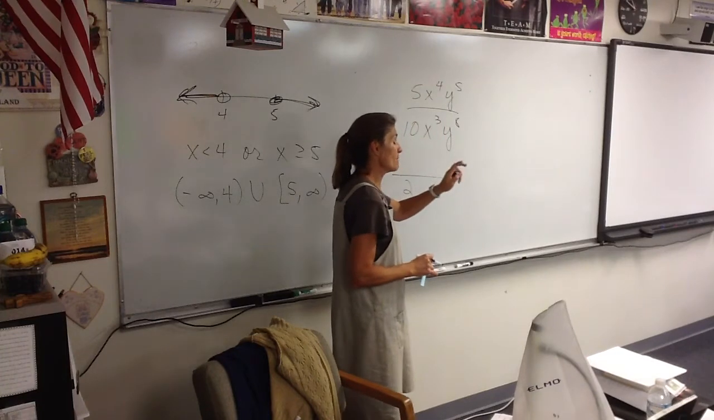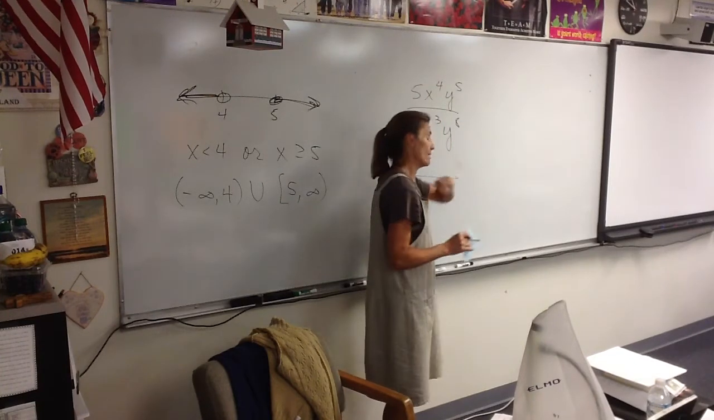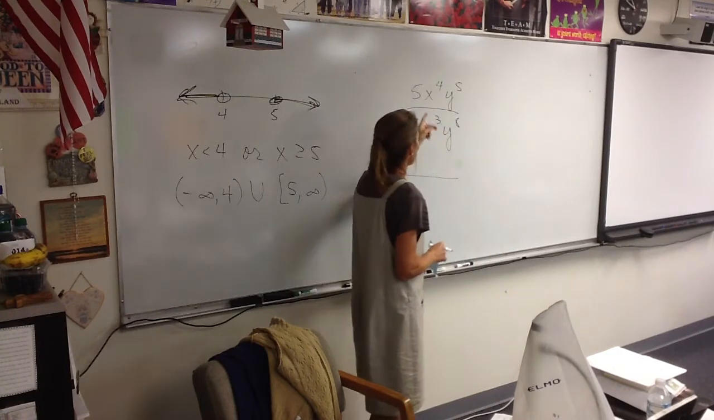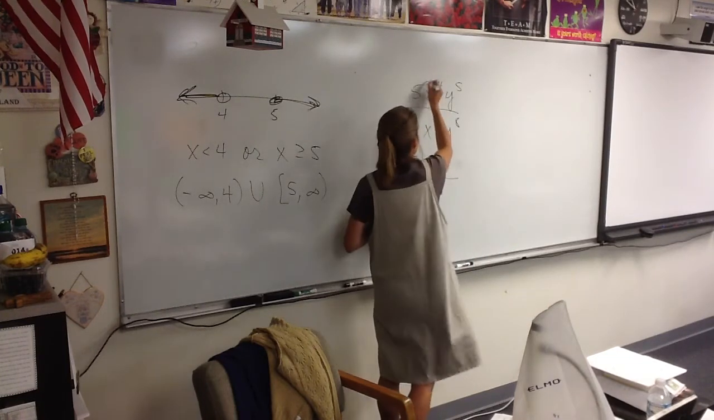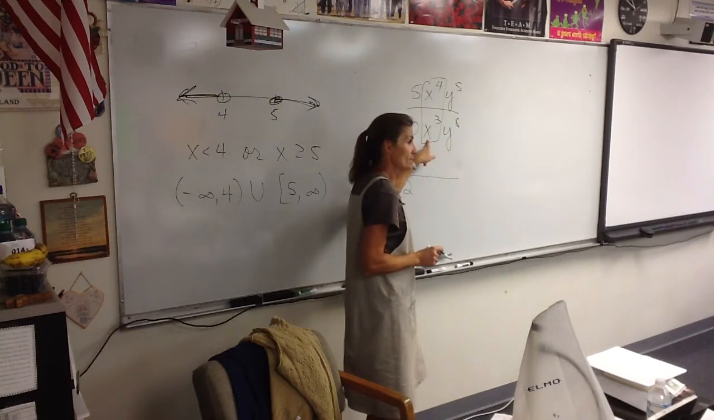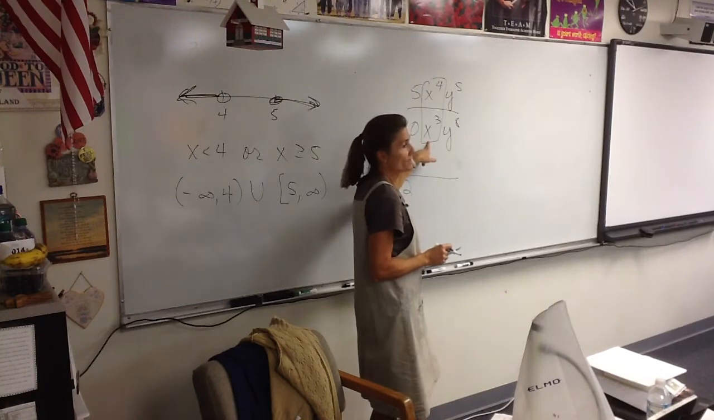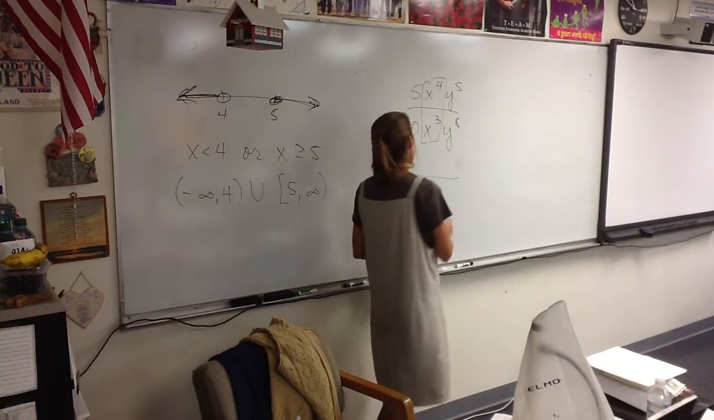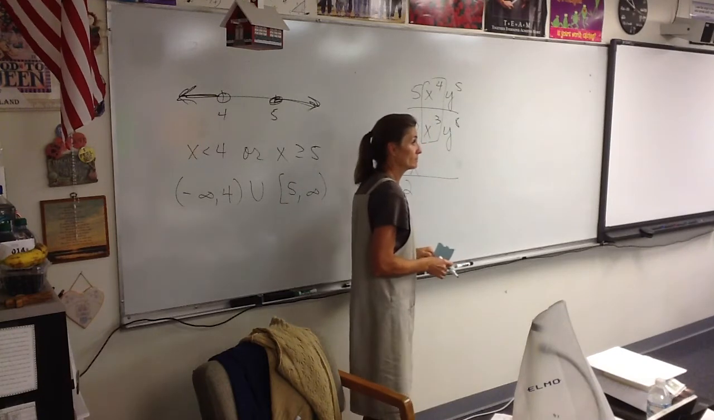Now, another way to think about it though, and that's great, that's the rule. And if that's how you get it, that's how you get it, and that's magnificent. But another way to think about it is, if I look at just the x's, I got 4 x's on the top and 3 x's on the bottom. Who has more, the top or the bottom? The top. How many more? 1. So on the top, you're going to have an x to the first.